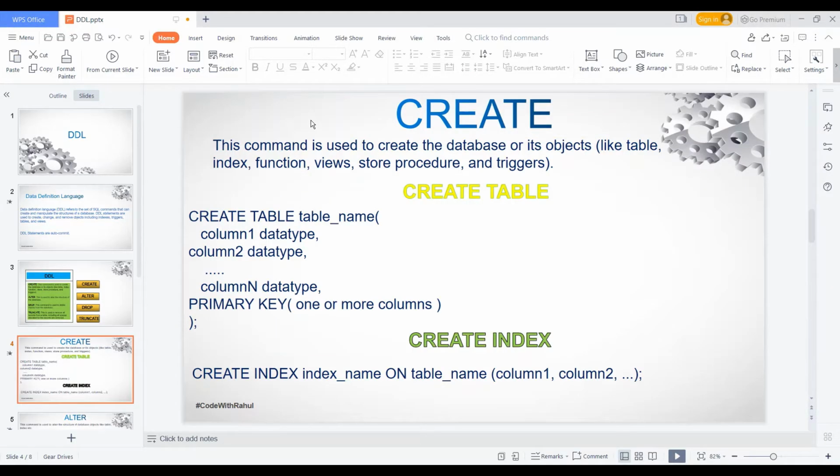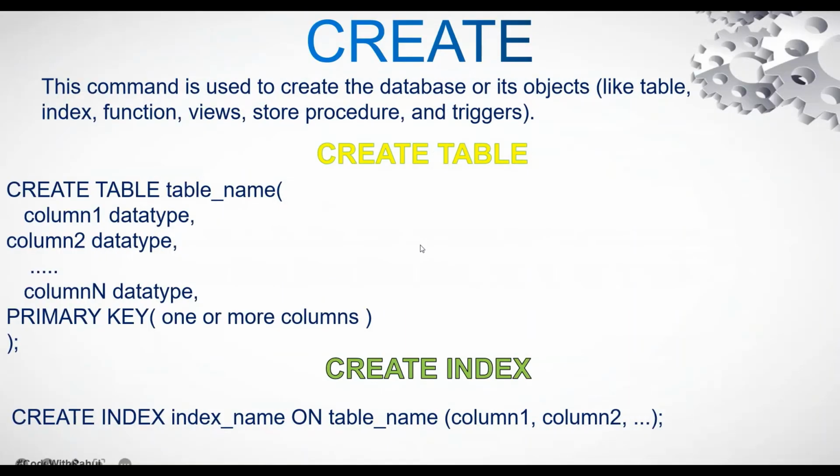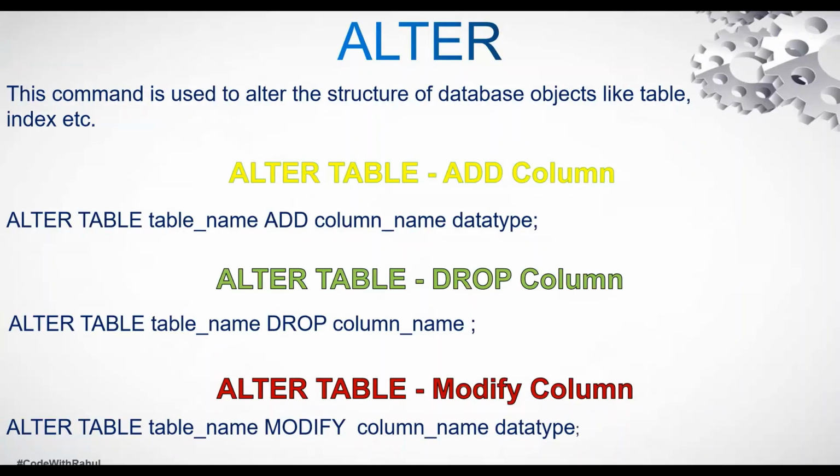Now let's go to the next command, that is alter. This command is used to alter the structure of database objects like tables and indexes. Through the alter command we can do many things, like adding a column, dropping a column. We can alter the data type, that is, modify our column.